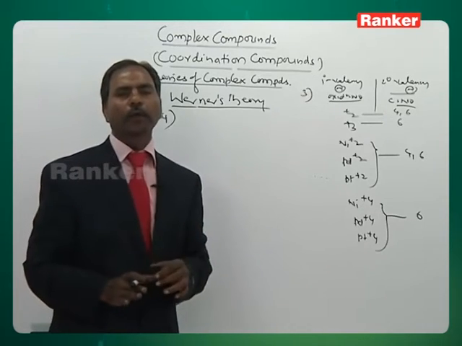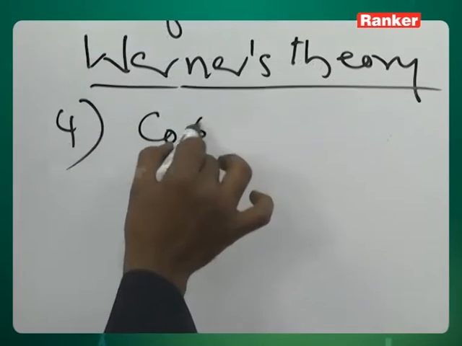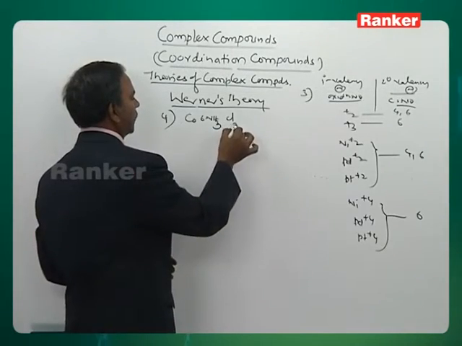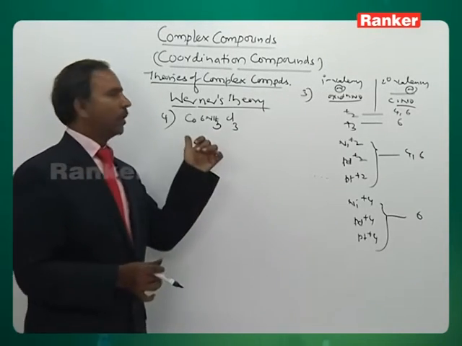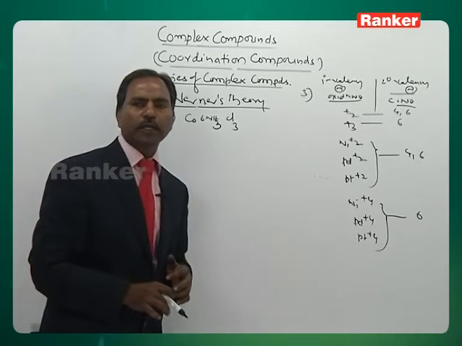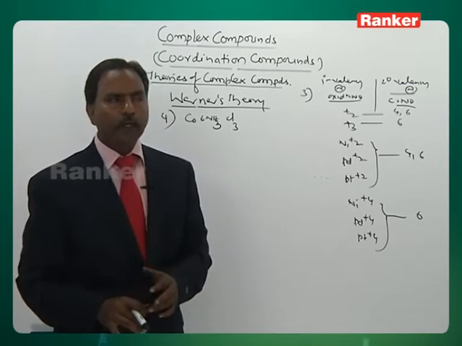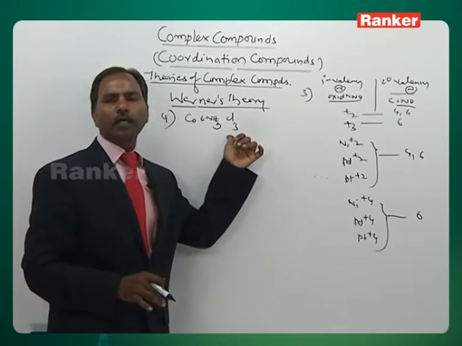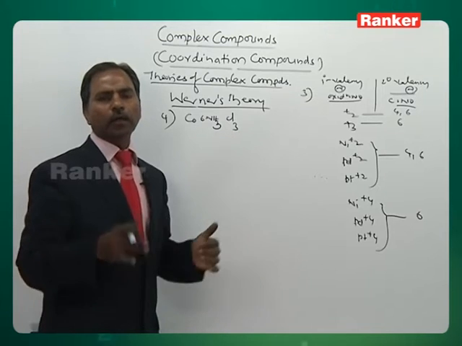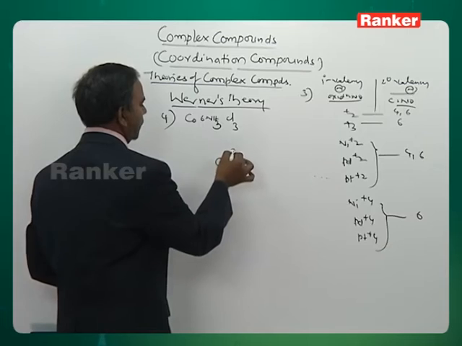See, if I write on the board, you can easily follow. I am writing a complex like [Co(NH3)6]Cl3. In this complex, what is the cobalt oxidation number? Cobalt oxidation number is +3. Plus 3 means what is the primary valence of cobalt? It is 3. That means these 3 chloride ligands are bonded by primary valencies. These 3 chloride ligands you have to show by dotted line.